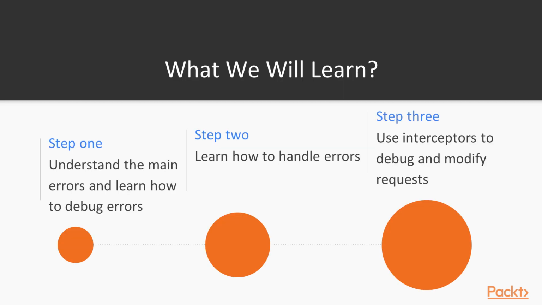So this is what we're going to learn. We're going to understand what are the main errors and how to debug them. We're going to learn how to create an architecture to handle the errors. And we're going to create interceptors to debug and modify requests.